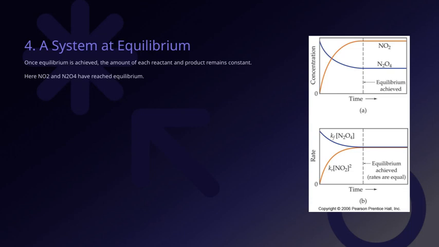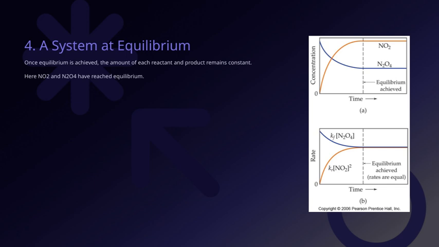Here, NO2 and N2O4 have reached equilibrium. Once equilibrium is achieved, the amount of each reactant and product remains constant. This means that the forward and reverse reactions are happening at the same rate, so the concentrations stay steady over time. It's important to understand that even though the reactions are still occurring, their overall amounts don't change.